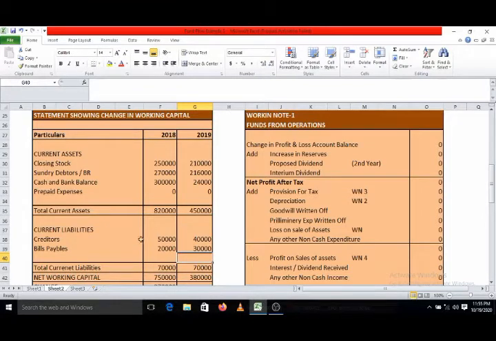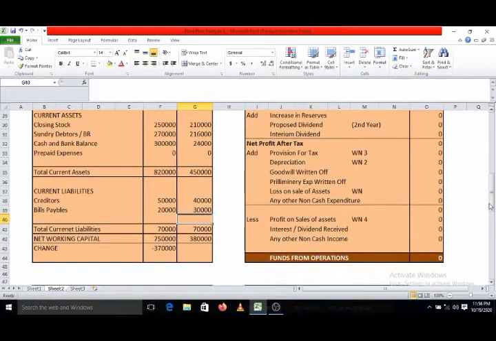Net working capital: total current assets minus total current liabilities. 8,20,000 minus 70,000 is equal to 7,50,000. Second year, total current assets 4,50,000 minus total current liabilities 70,000. Net working capital 3,80,000. Now we have to find out the change.